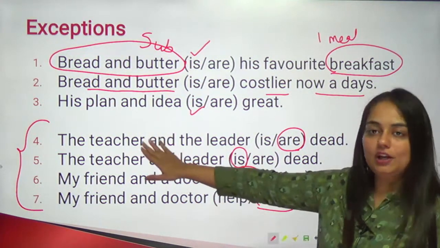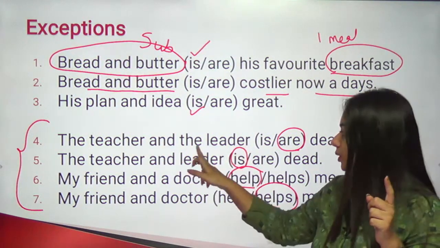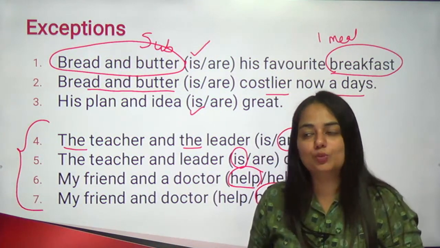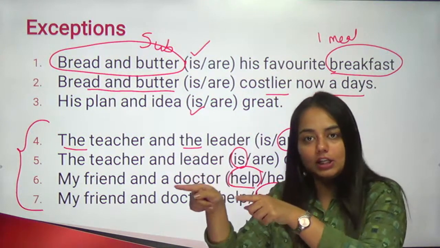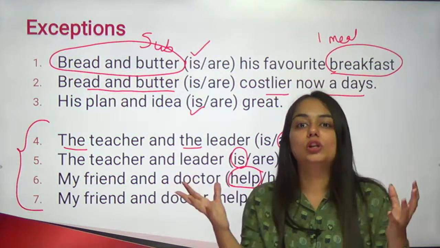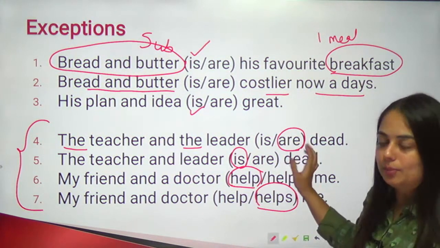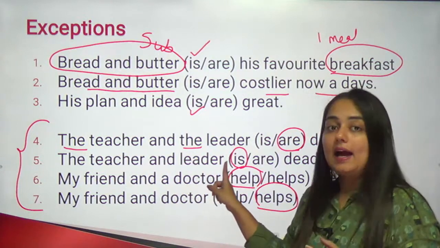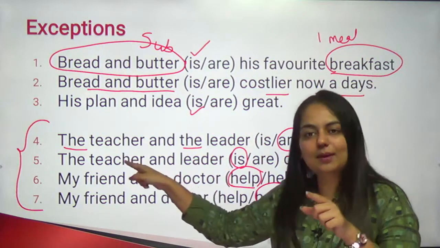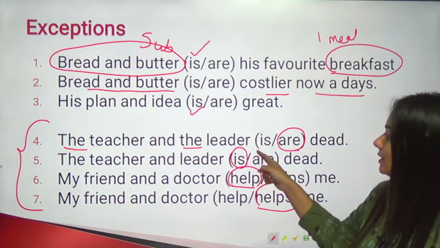So fourth and fifth, they have the same subject, the teacher and the leader. The difference is with the article. You have used 2 separate definite articles, which means these are 2 different people. The teacher and the leader are 2 different people, which makes the subject plural. That is the reason we used are here, a plural verb. The teacher and leader, no article, no a, no the, which means the same teacher is a leader also. Person is same. So this will be singular, singular verb.